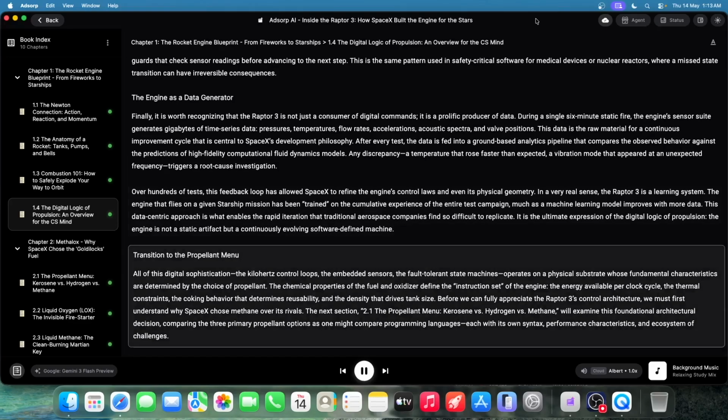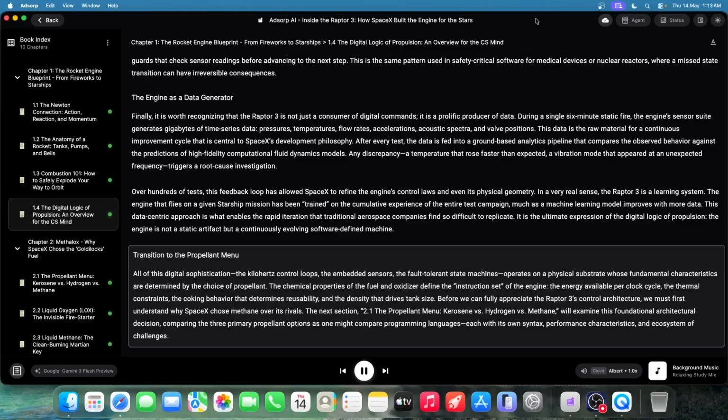And transition to the propellant menu. All of this digital sophistication, the kilohertz control loops, the embedded sensors, the fault-tolerant state machines, operates on a physical substrate whose fundamental characteristics are determined by the choice of propellant. The chemical properties of the fuel and oxidizer define the instruction set of the engine, the energy available per clock cycle, the thermal constraints, the coking behavior that determines reusability, and the density that drives tank size.